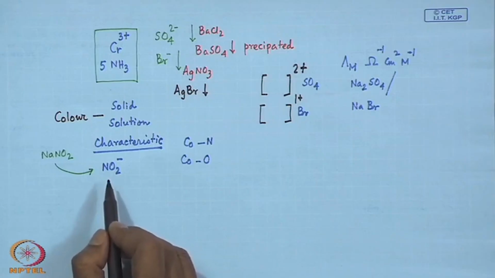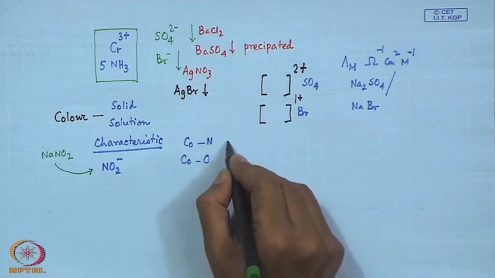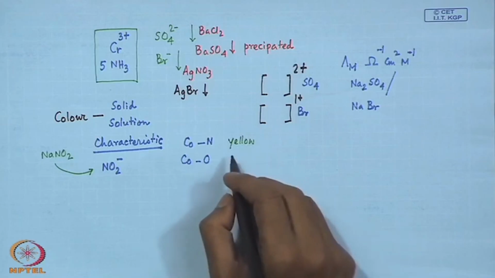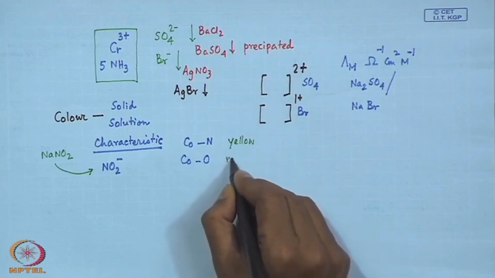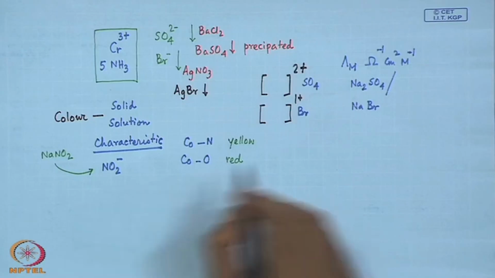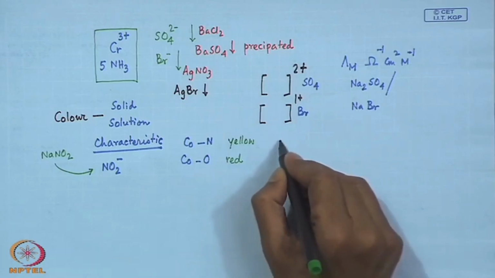So when it is binding through the nitrogen atom, it has a color of yellow. When it is binding through oxygen, it can have a color of red. So these compounds are mostly also soluble in water.